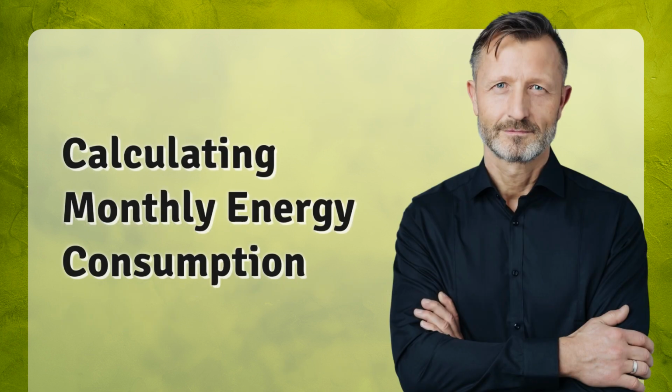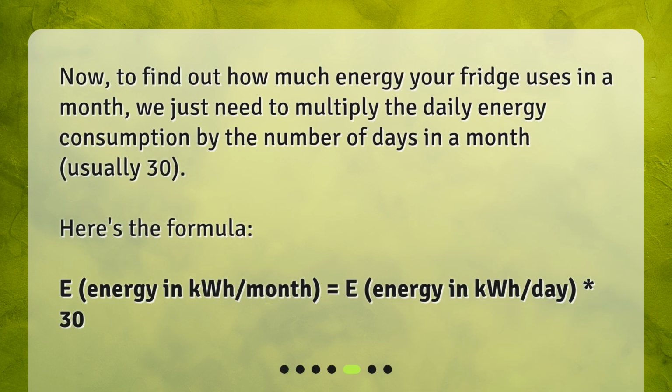Calculating monthly energy consumption. Now, to find out how much energy your fridge uses in a month, we just need to multiply the daily energy consumption by the number of days in a month, usually 30. Here's the formula. E, energy in kWh per month, equals E, energy in kWh per day, times 30.